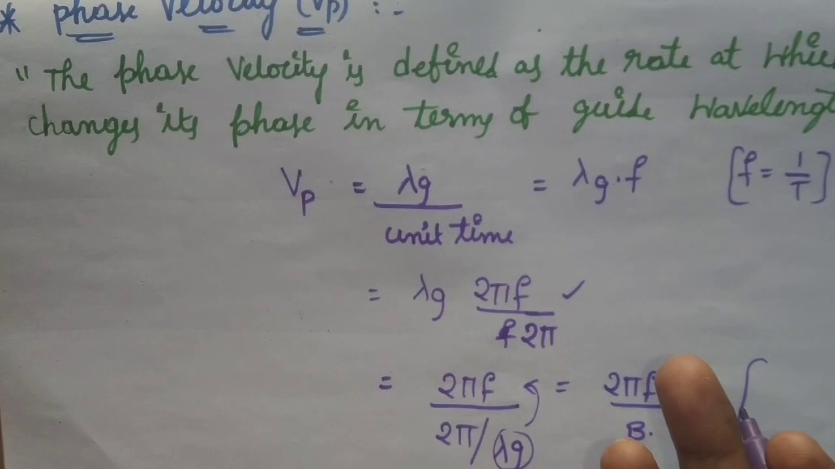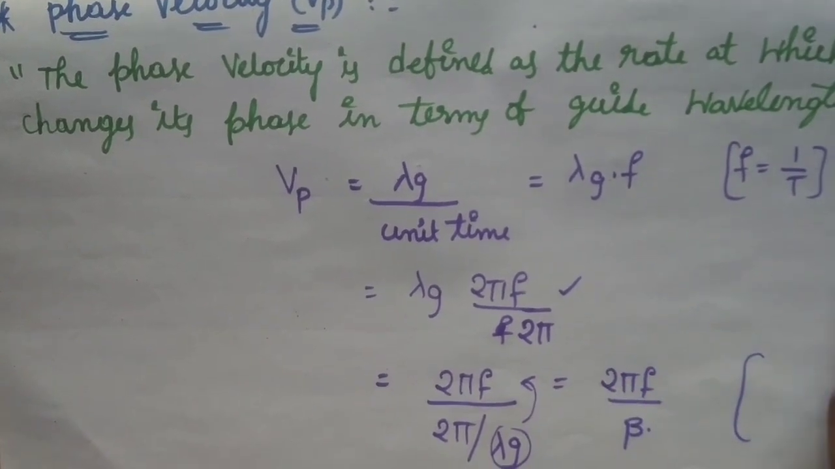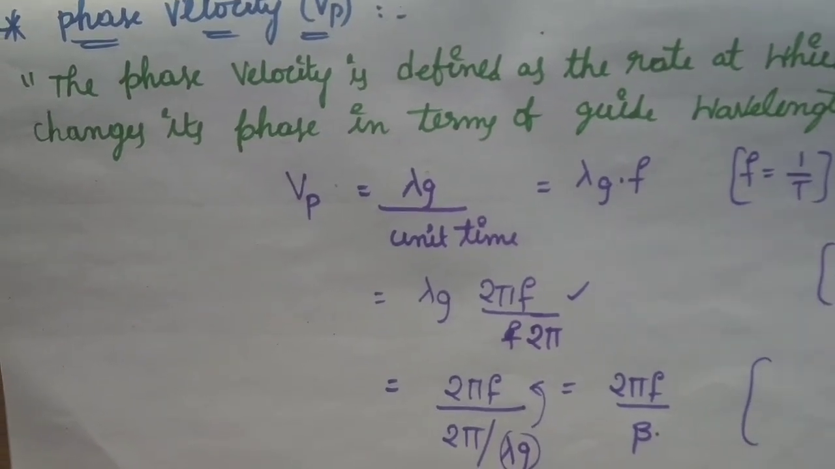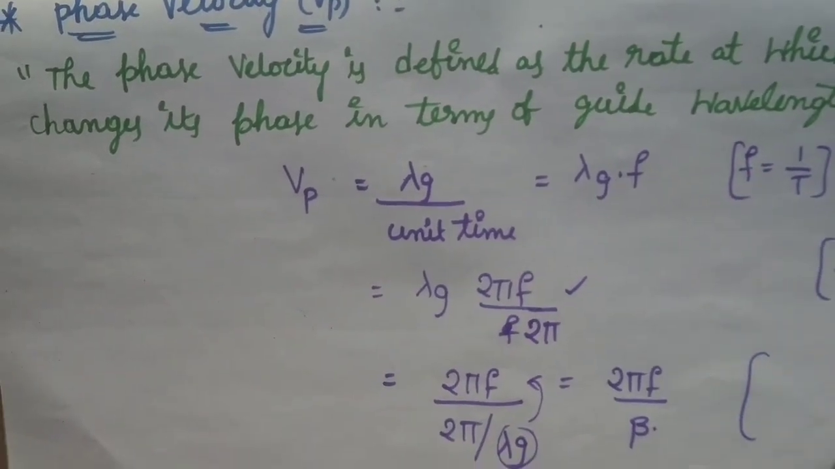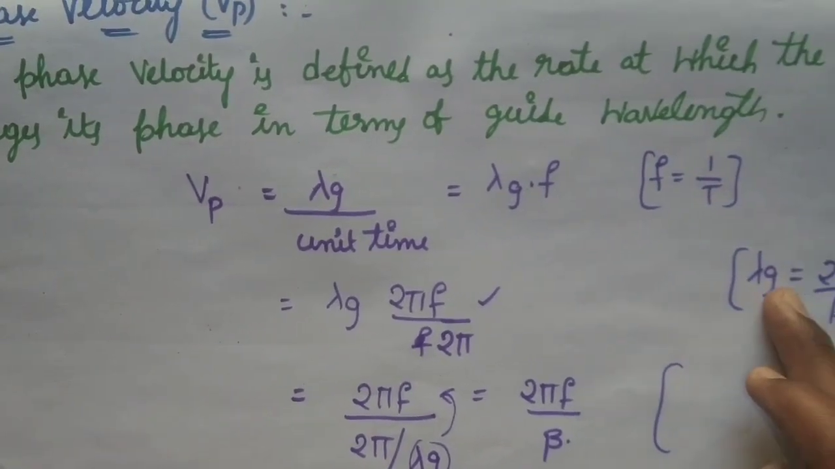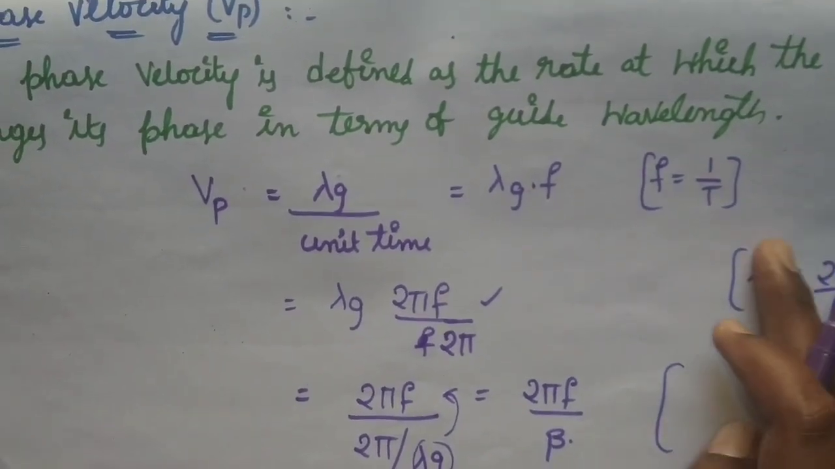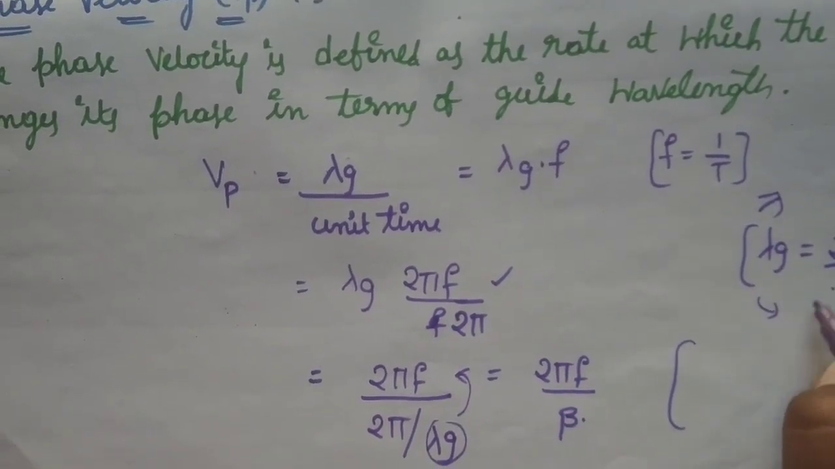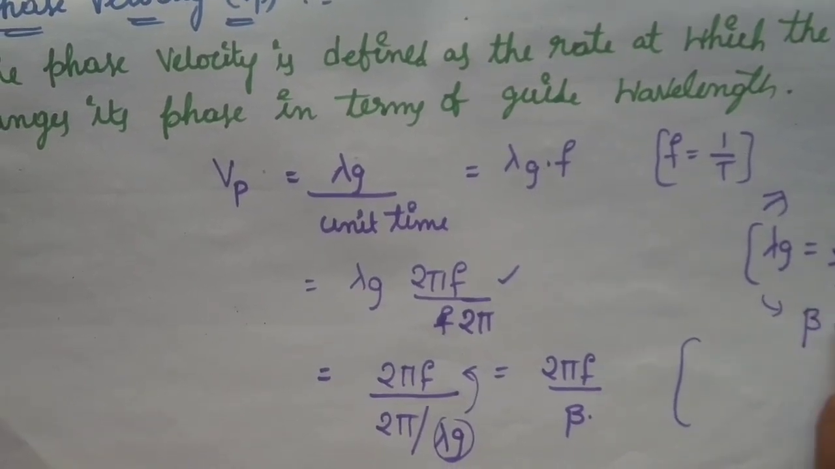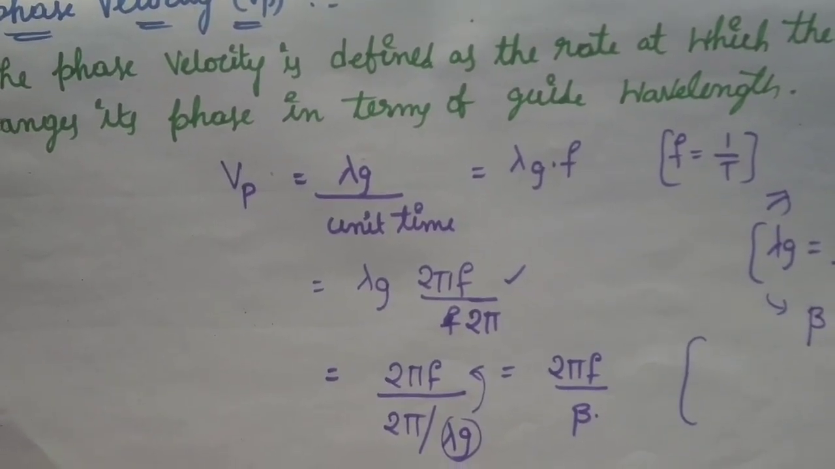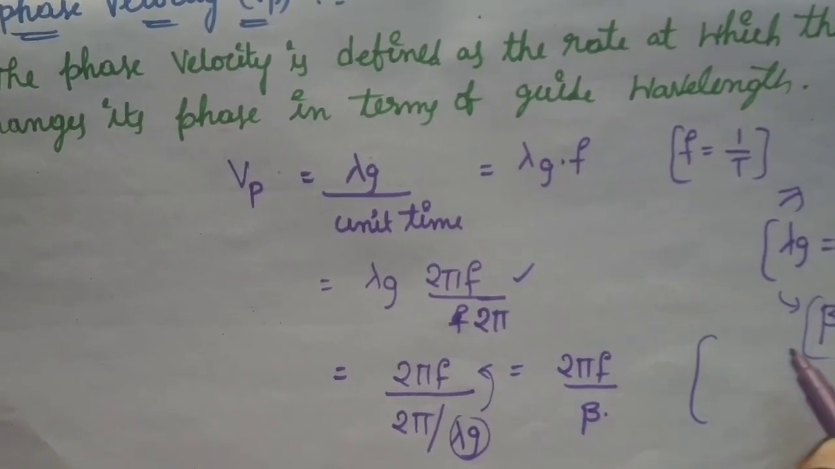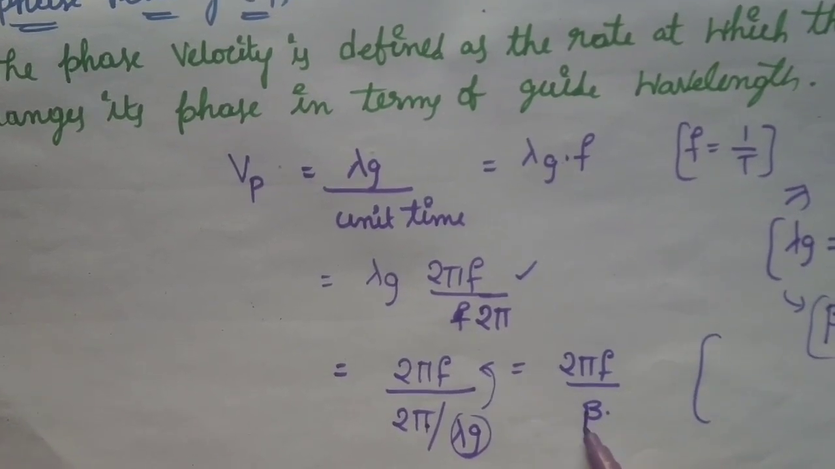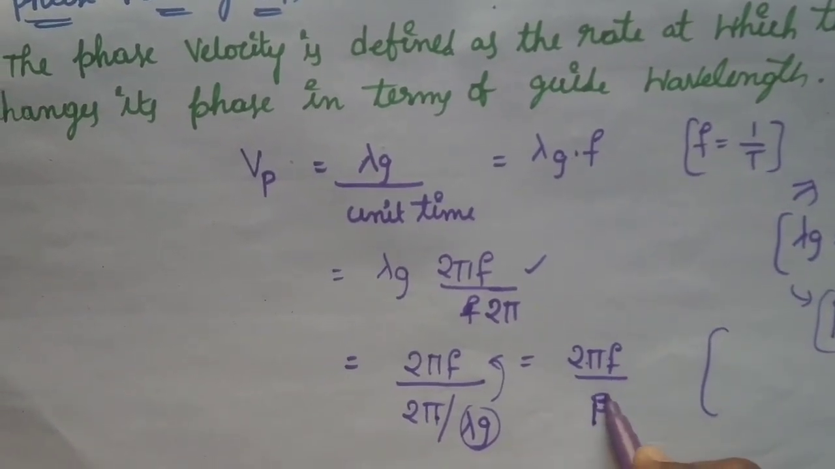We have another relation for guide wavelength. We derived previously that lambda g is equal to 2 pi by beta. Before this, we derived the expression for guide wavelength: guide wavelength is equal to 2 pi by beta. According to this, beta is equal to 2 pi by lambda g. So in place of 2 pi by lambda g, we can substitute beta.